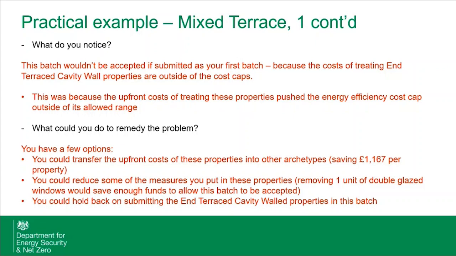Or the other option is that you could just hold back on submitting those end terrace cavity wall properties in this batch until you have another batch that you can submit that might be acceptable in that range. That's the practical example.